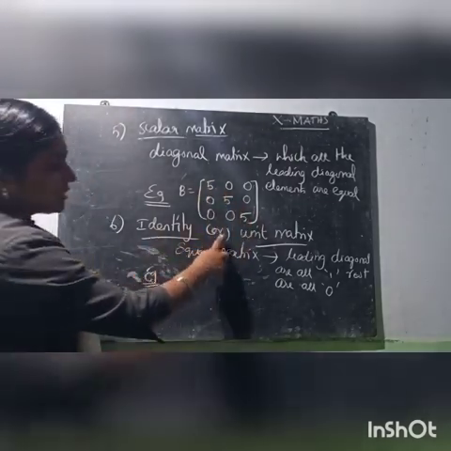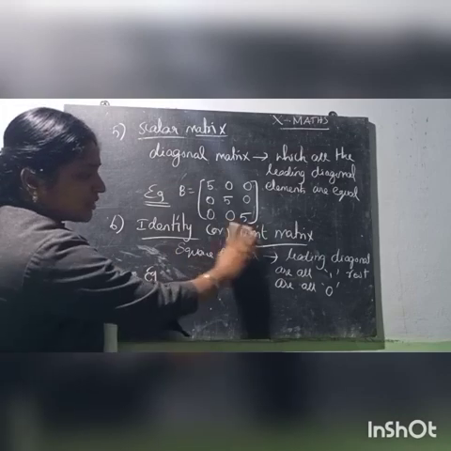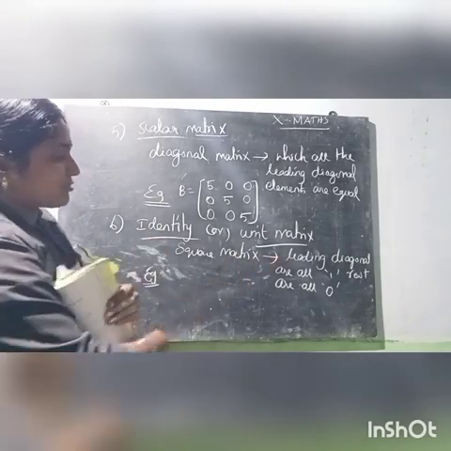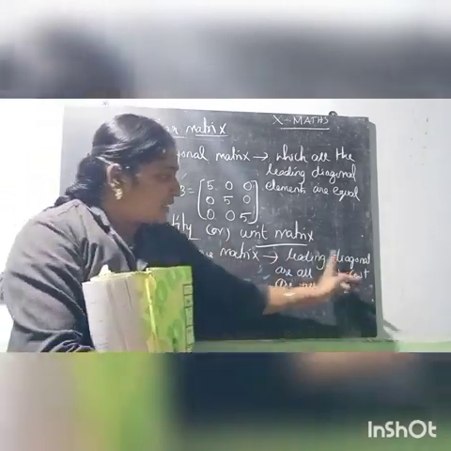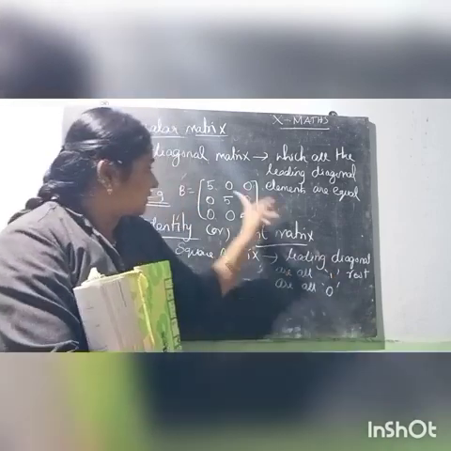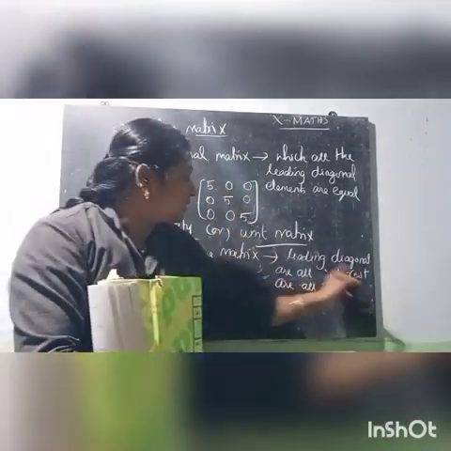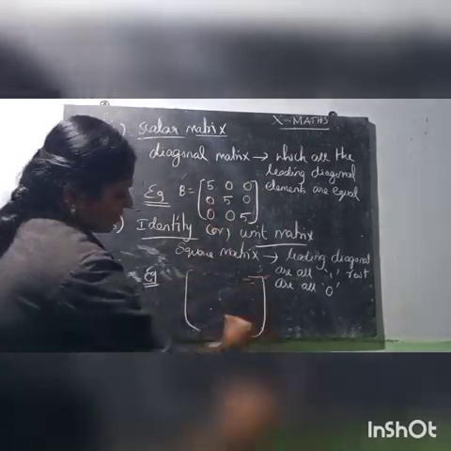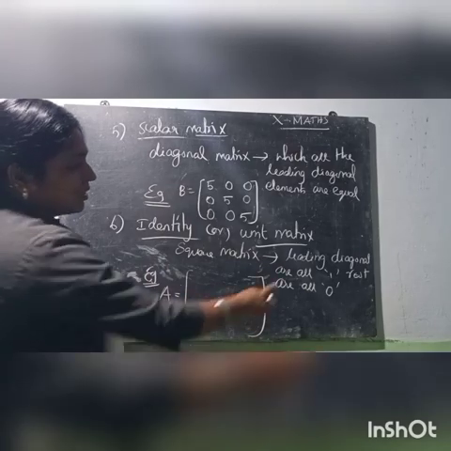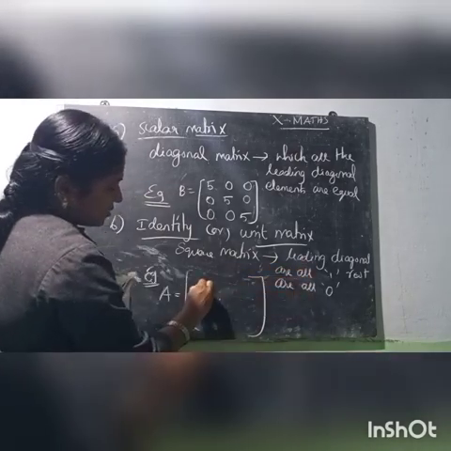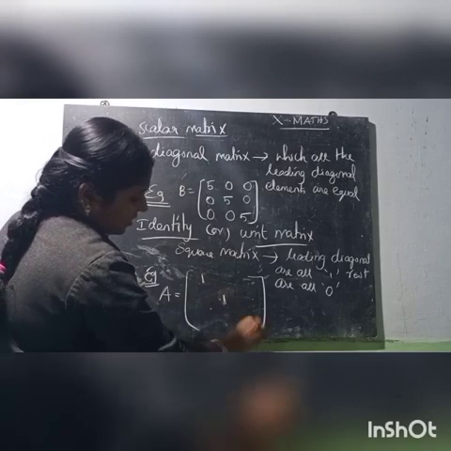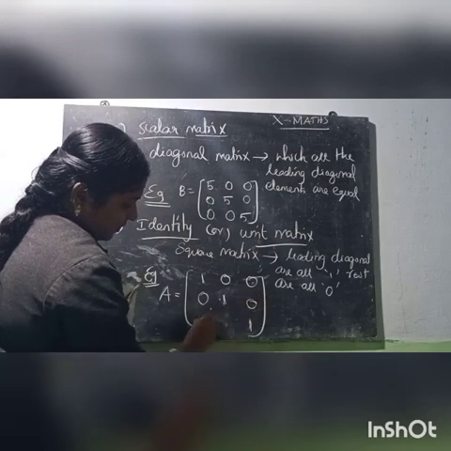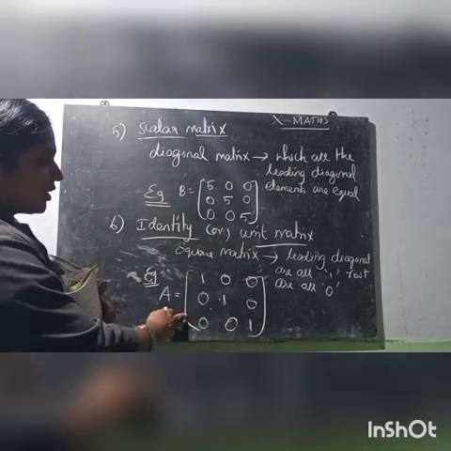Then next, identity or unit matrix. We know square matrix means the number of rows should be equal to the number of columns. In that square matrix, the leading diagonal elements are all 1, like this. Here fully we should mention 1 and the rest are all 0. Remaining elements should be 0. So, matrix A equal to diagonals are 1, remaining elements are 0. So, 1 and this diagonal 1 and here also 1. Remaining elements are 0. So this is called a unit matrix.